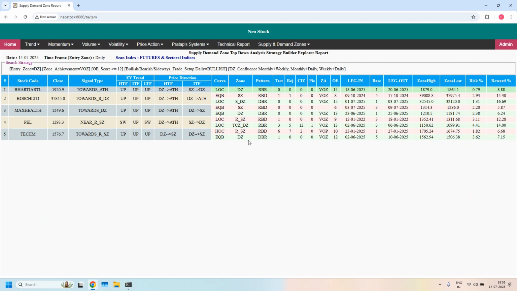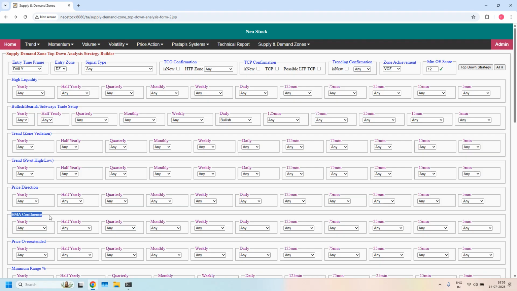In all the 5 stocks, daily demand zone overlapped with weekly demand zone, both together overlapped with monthly demand zone. But monthly trend is up in only 4 stocks. The fourth one is sideways, we have to ignore that stock. In the remaining 4 stocks, because monthly trend is up, if any monthly demand zones are having monthly EMA, then the overlapped daily demand zones might have a higher probability of success.